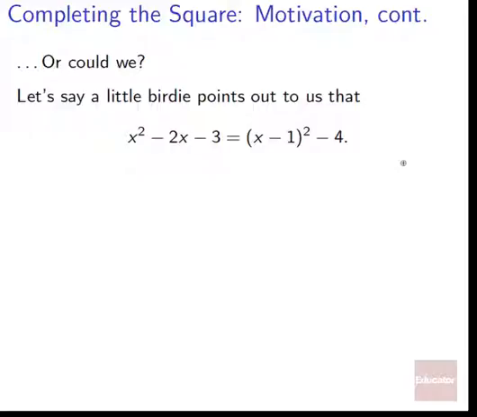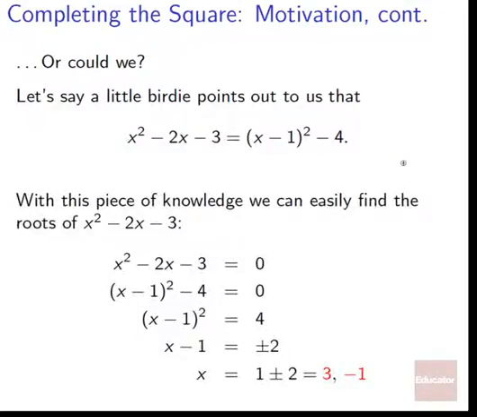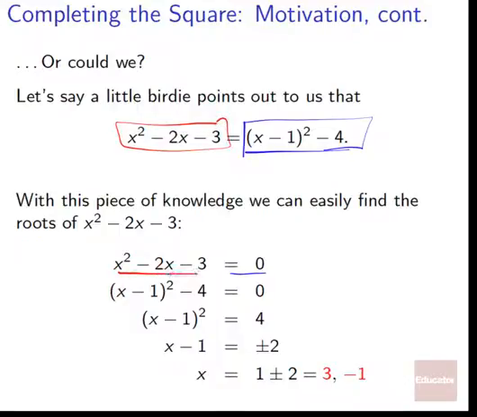So let's say a little birdie points out to us that x squared minus 2x minus 3 equals quantity x minus 1 squared minus 4. Well, at this point, it's really easy to solve for the roots now, right? We set x squared minus 2x minus 3 equals 0, and then we use this piece of information right here. We know that we can swap this and this. So we swap it out because we were told by that little birdie, and we trust that little birdie, that x minus 1 squared minus 4 is the exact same thing.